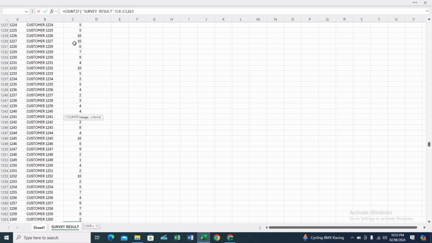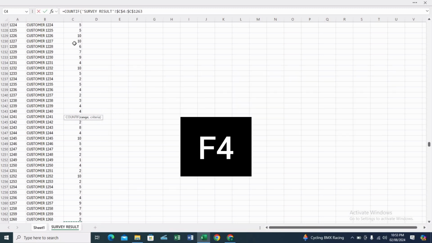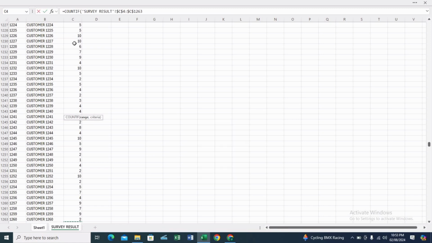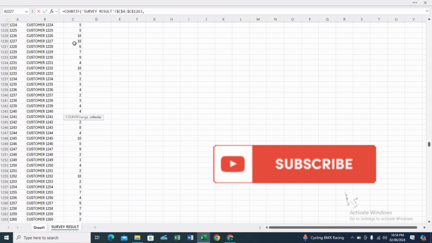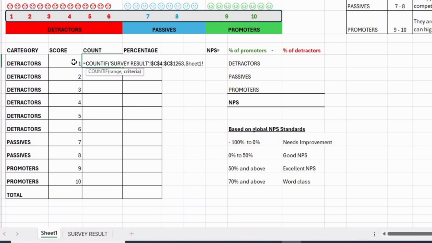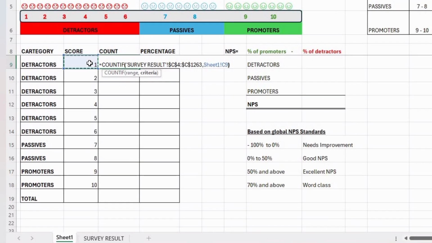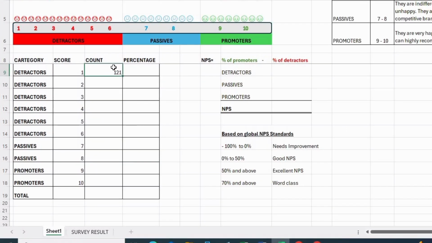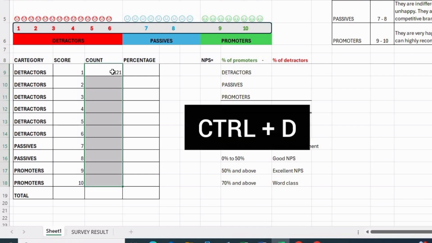And I'll press F4 to lock that range so that when I copy the formula down, it won't shift. We'll put a comma. Then the criteria will be back to our NPS scorecard, which is the score. I'll close my bracket and press enter. So we already have the score 1 to give a count of 121. So what I'll need to do is to highlight and copy that formula down to apply to other scores.